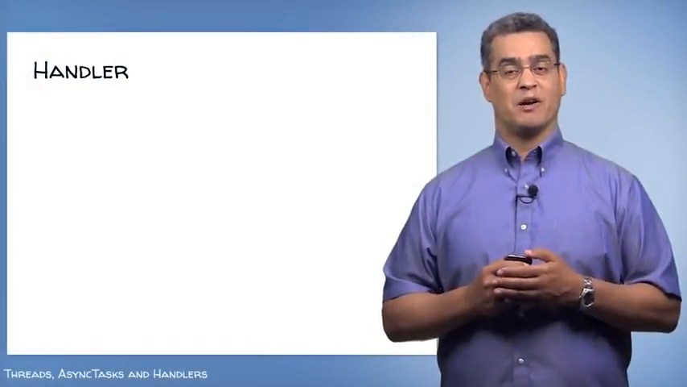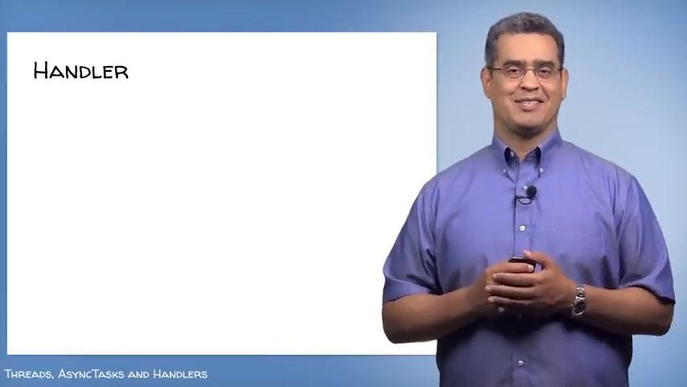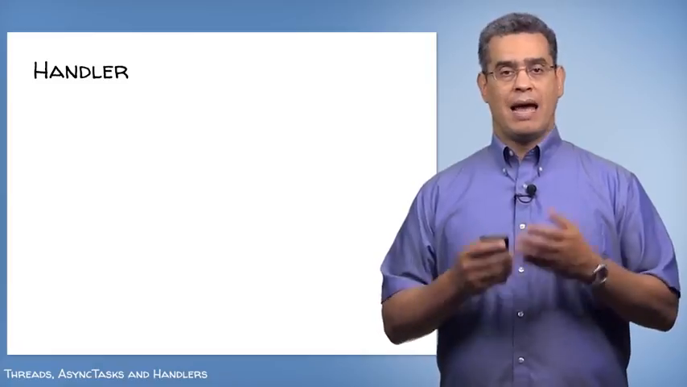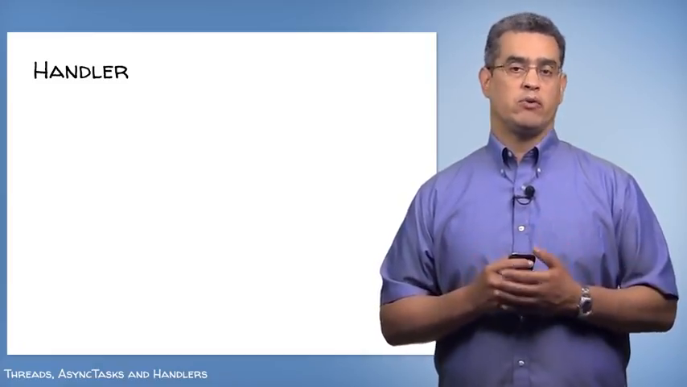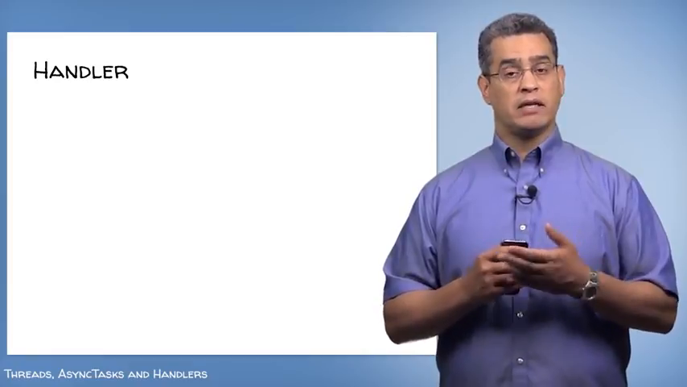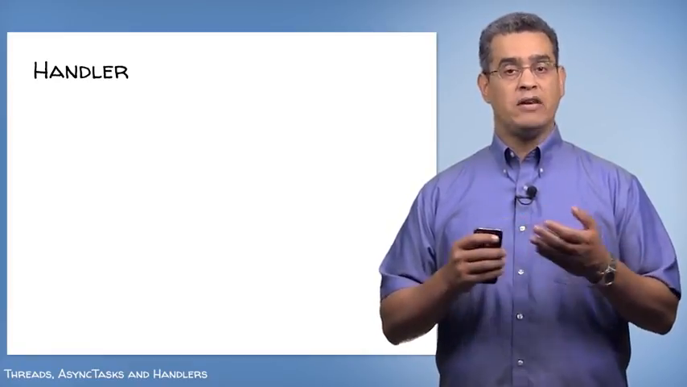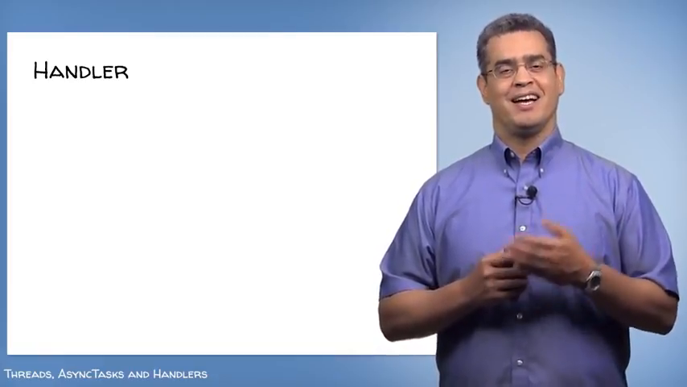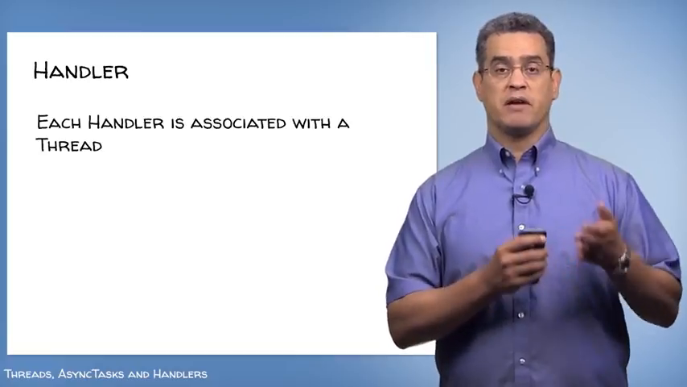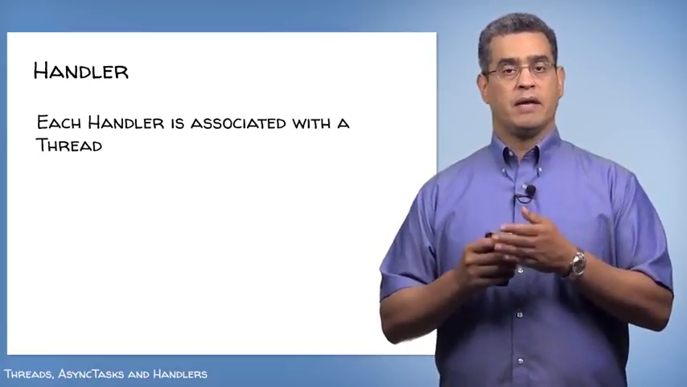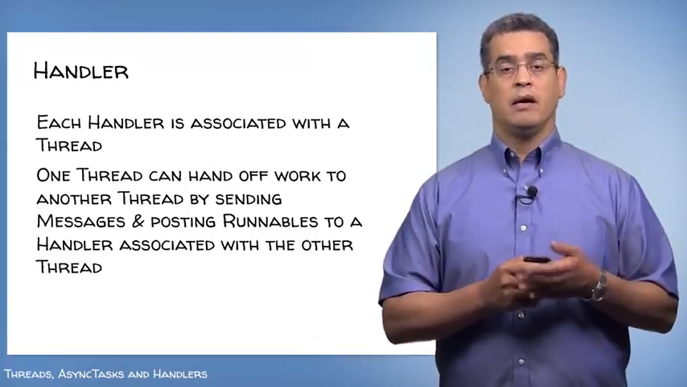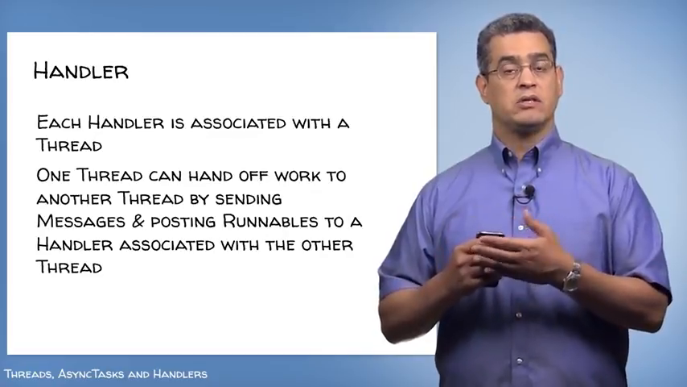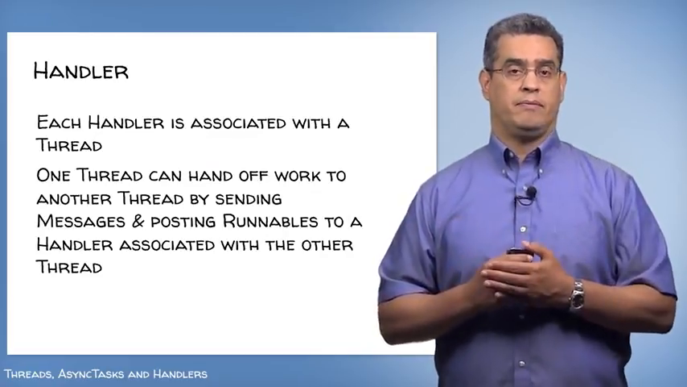The last thing I want to talk about in this lesson is the Handler class. Like the async task, the Handler class is designed to support handing off work between two threads. The Handler class is more flexible, however, in that it will work for any two threads, not just for a background thread and the UI thread. A handler is associated with a specific thread. One thread can hand off work to another thread by sending messages or by posting runnables to a handler that's associated with that other thread.